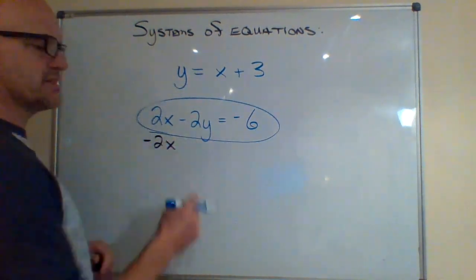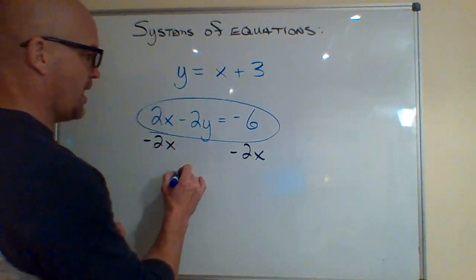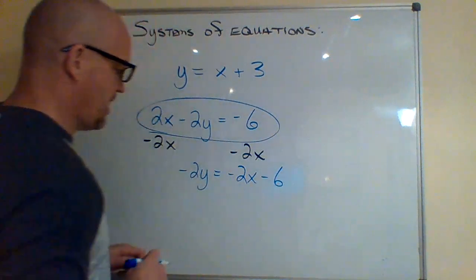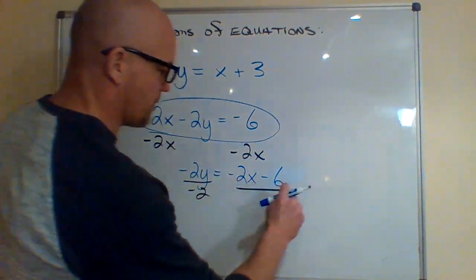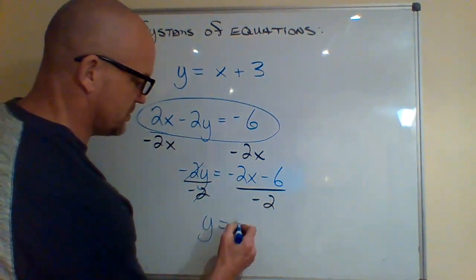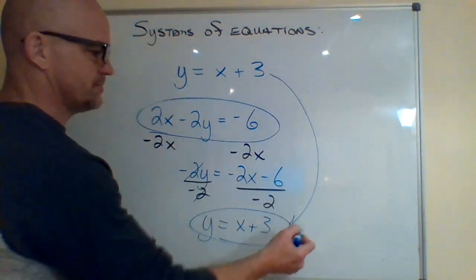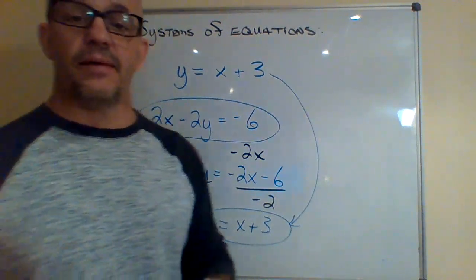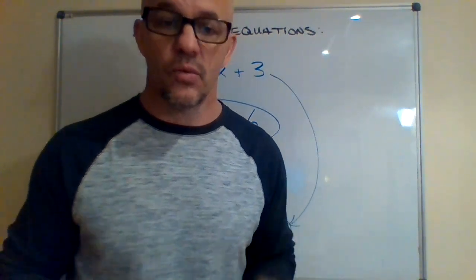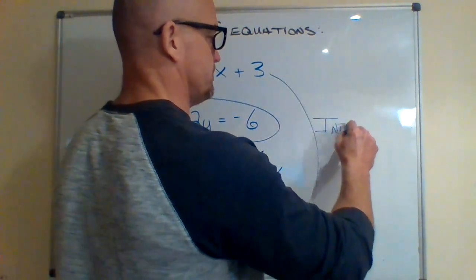So I'm going to subtract 2x, and we did this many a time, so hopefully this is a quick refresher. I'm going to wind up with -2y equals -2x minus 6. I'm then going to divide by -2. Remember, we have to divide everything. And I'm going to wind up with y equals x plus 3. What I come to find out is they're the same equation. That means when I graph them, those lines will be right on top of each other, which means every point on those lines works. That means there's an infinite amount of solutions.